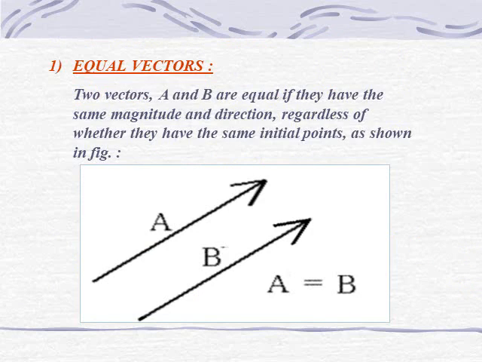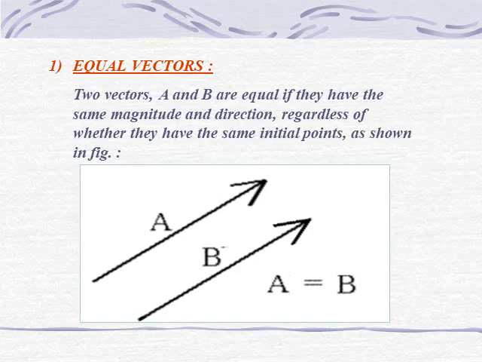Equal vectors. As the diagram represents, there are two vectors A and B, and you can see that the length of the lines is the same and the direction is also the same. They are parallel to each other. Such types of vectors are called equal vectors. That means if they have the same magnitude and direction, regardless of whether they have the same initial points, they are known as equal vectors.